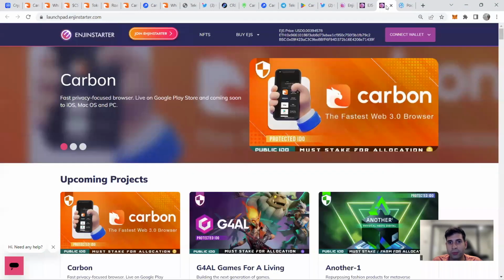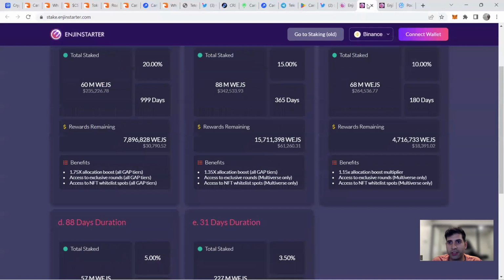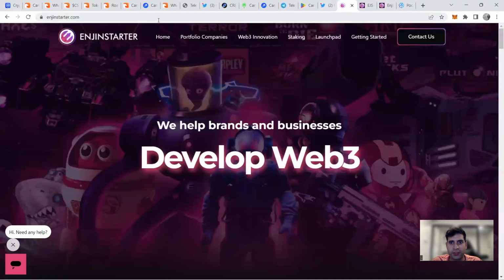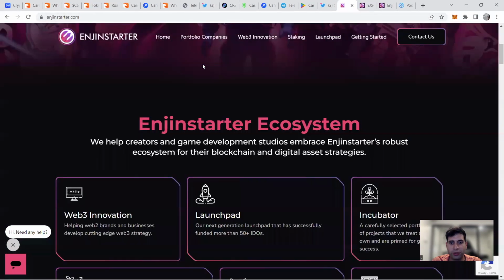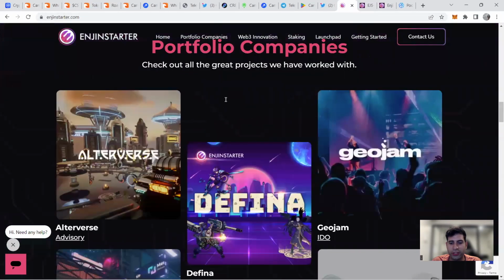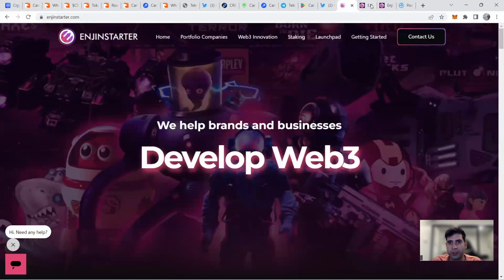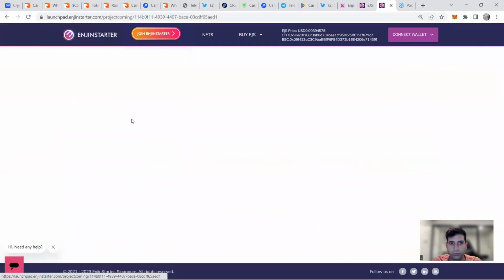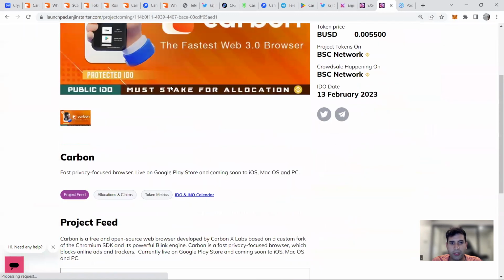So once you stake, make sure you also KYC yourself. It's important because they need KYC. If you don't know how to do the KYC, you can always go to the channel and understand how to do it. But once you stake your token and go to the page here, they have all the details.